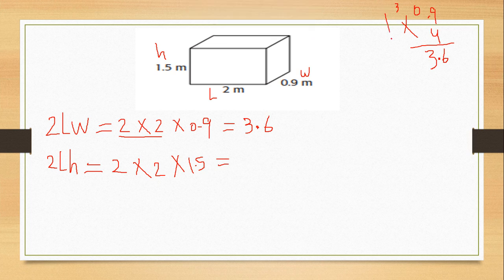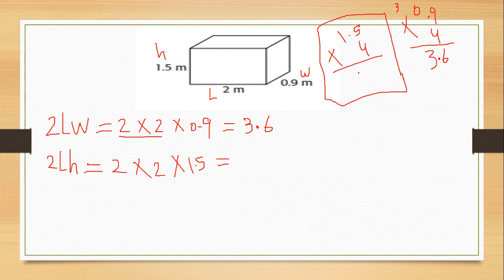Let's make a step for it. Let's make a graph here. So we have 1.5 times 4. Of course, we know that when we multiply, we start from the ones. So it will be like that. 4 times 5 equals 20.